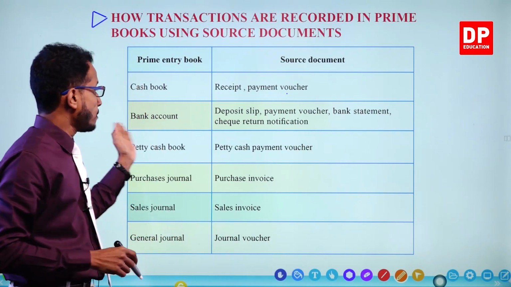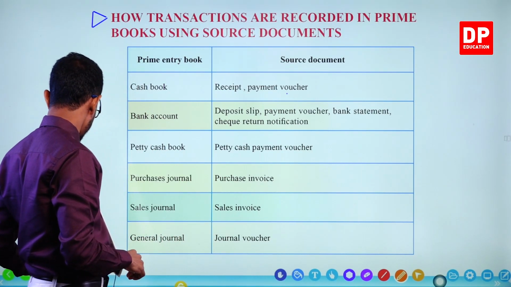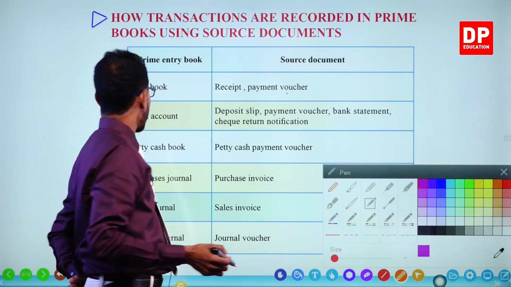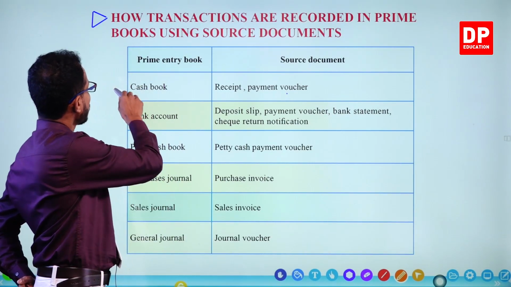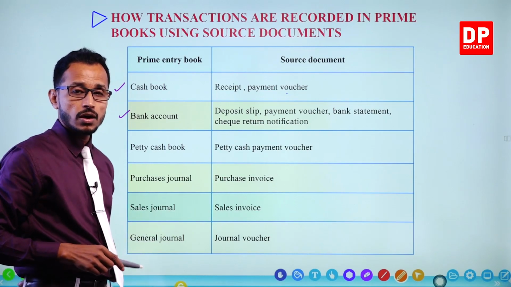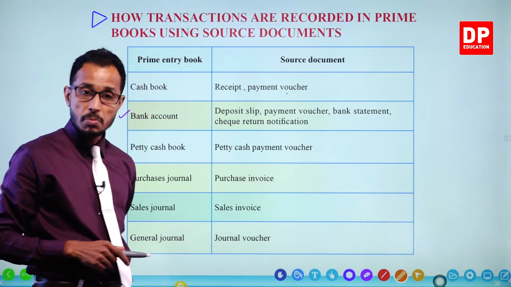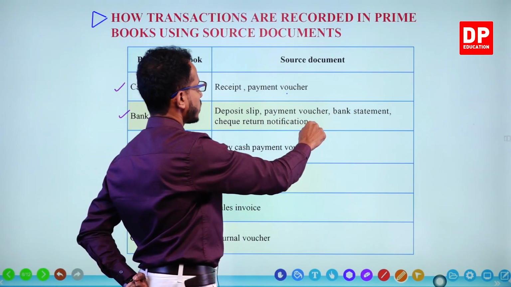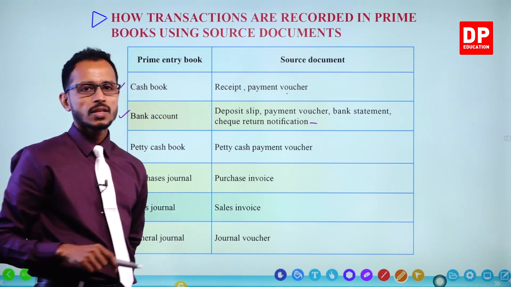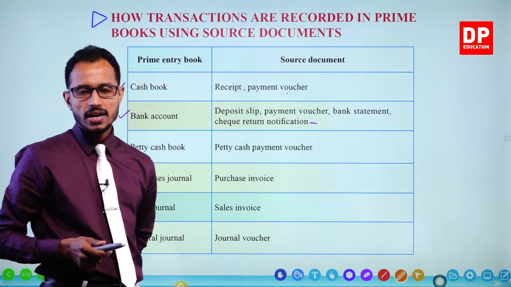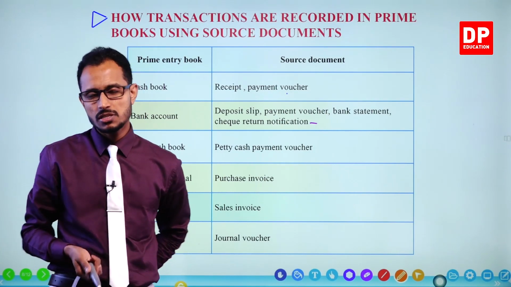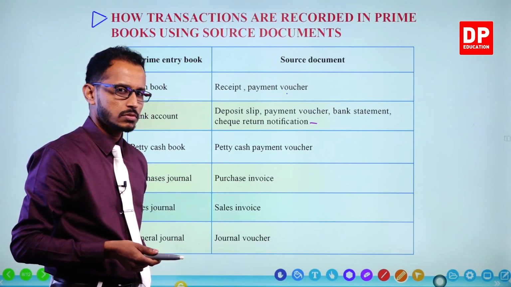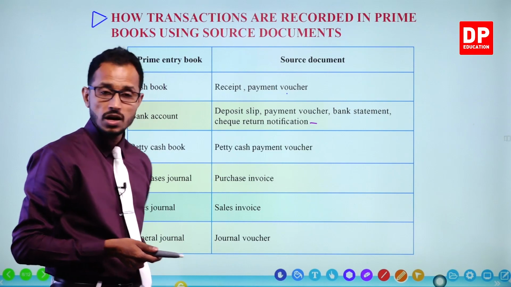Likewise, children, for the bank account we have relevant source documents such as deposit slip, payment voucher, bank statement, check return notification. These source documents are relevant for the bank account. A deposit slip, you know a deposit slip, right? Don't tell me that you don't know about deposit slips.